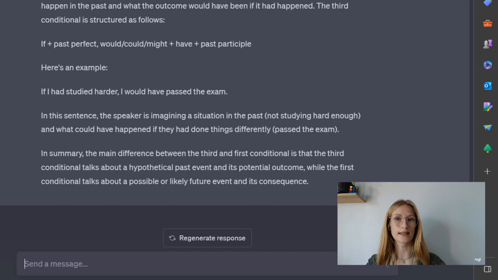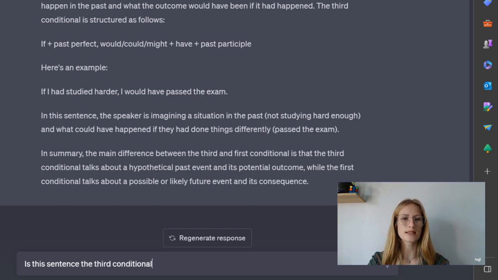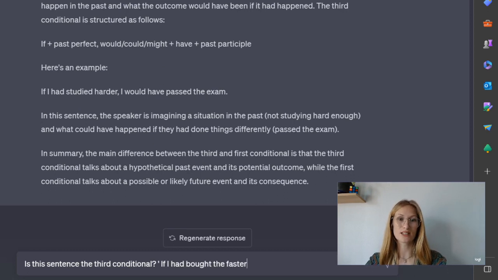So finally, the last thing I can do is test my skills because I think I'm starting to understand. I think I get it. So I can say, is this sentence the third conditional with my example? And of course, ChatGPT is going to say yes or no and tell you why yes or why no.